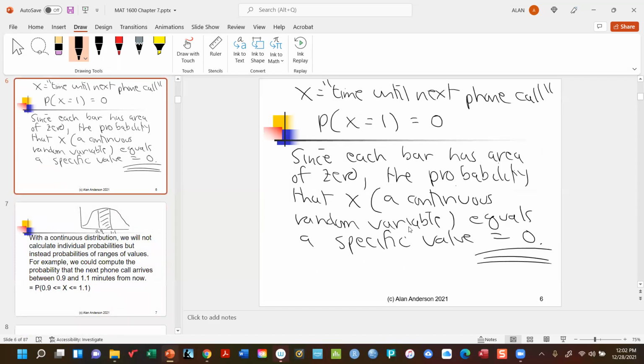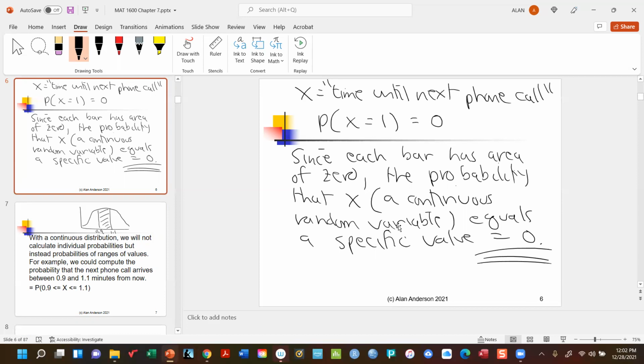Now, one of the interesting results of this, the idea of the continuous distribution, is that because there's an infinite number of possibilities, the probability of a single value is defined to be equal to 0. So for example, we know that if X is the time until the next phone call, it has an infinite number of possible values. The probability that the time until the next phone call is precisely 1 minute will be considered to be 0.